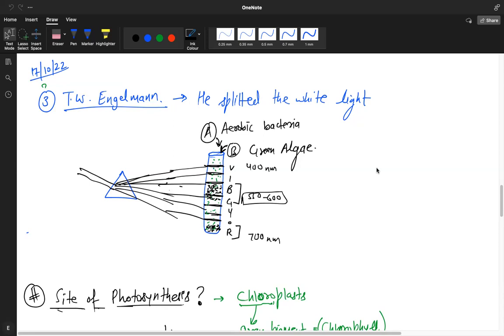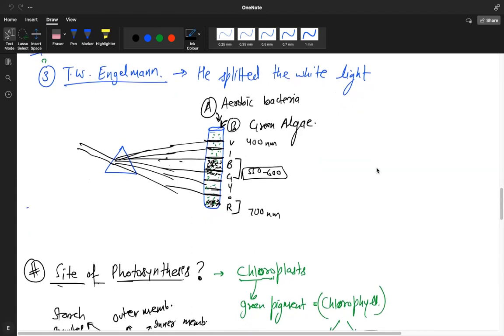So in his experiment, T.W. Engelmann split the white light using a glass prism, and he obtained the 7-colored spectrum. He basically took the container having green algae spread all over and also aerobic bacteria. The bacteria mainly accumulated in the blue or the red split spectrum. Why? What does it tell us? What information does it give?